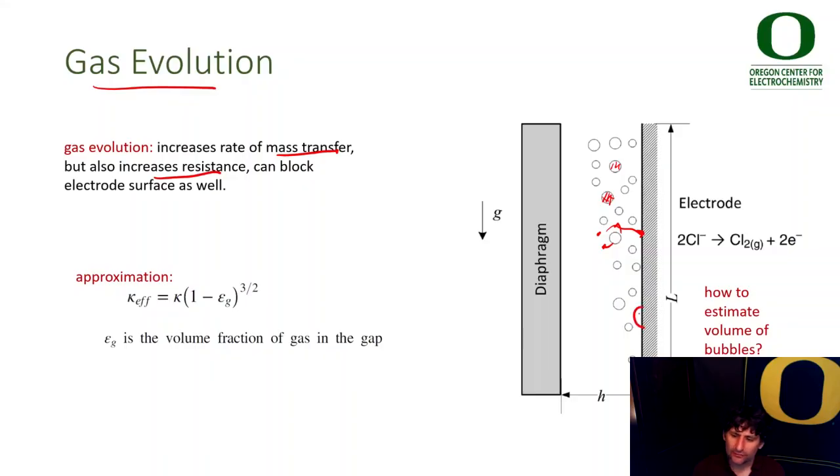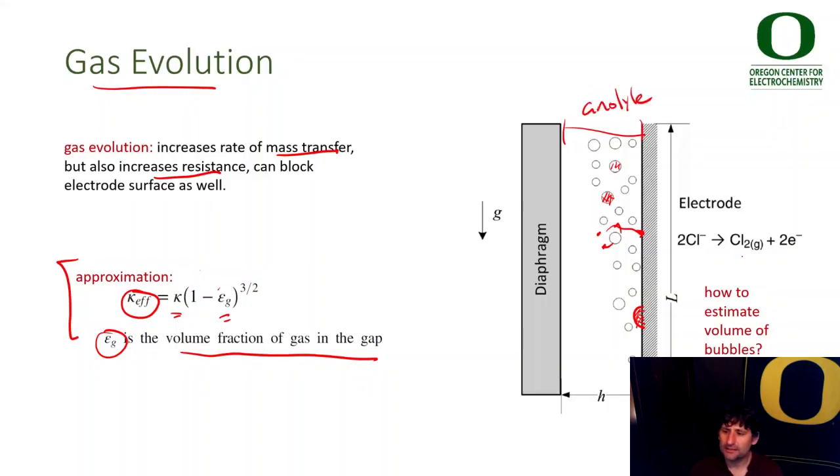Bubbles can also sit on the surface, particularly if the surface is hydrophobic, and that can prevent that part of the area from reacting. Approximately, we can write the effective conductivity of the electrolyte phase in the region near the surface as kappa times (1 minus epsilon g) to the 3/2 power, where epsilon g is the volume fraction of gas in the gap here between the electrode and the diaphragm. In this case, this is the anolyte, where you're making Cl2. You're driving this oxidation reaction to make Cl2. In class, I'll ask you to think about how to estimate the volume of the bubbles that you're forming.